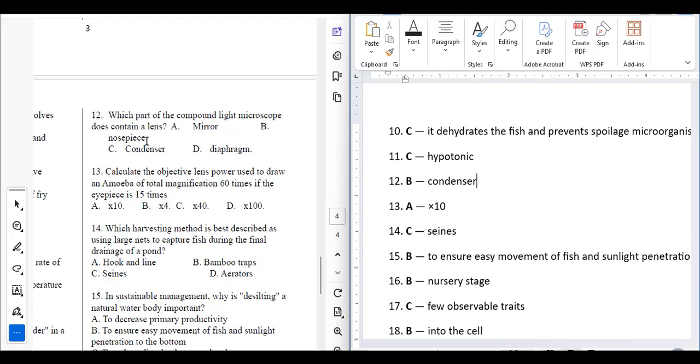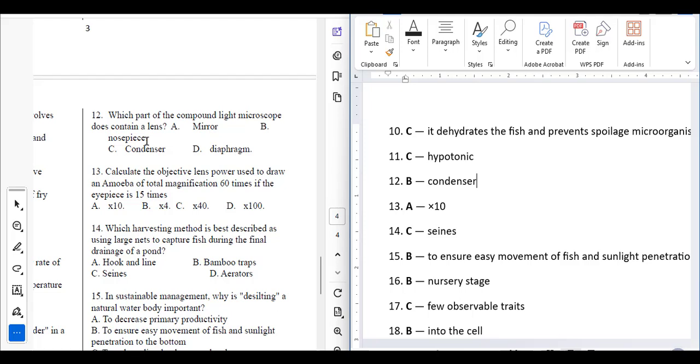Calculate the objective lens power used to draw an amoeba of total magnification 60 times if the eyepiece is 15 times. Total magnification of 60 times, the eyepiece is 15 times. So what do you have? Times 10, times 4, times 40, times 100. So the total magnification is equal to the product of the eyepiece power or lens and the objective lens. You multiply the two to get the total magnification.